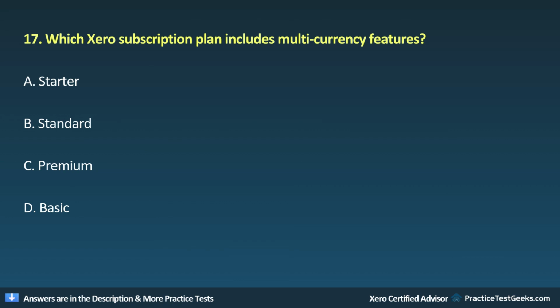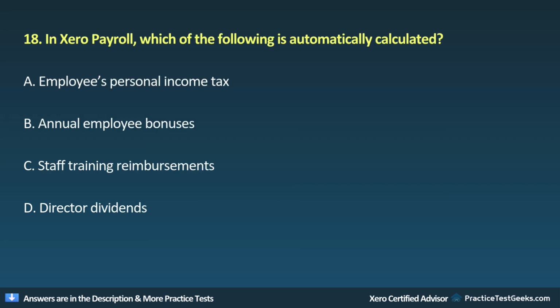17. Which Xero subscription plan includes multi-currency features? A. Starter. B. Standard. C. Premium. D. Basic. 18. In Xero Payroll, which of the following is automatically calculated? A. Employee's personal income tax. B. Annual employee bonuses. C. Staff training reimbursements. D. Director dividends.